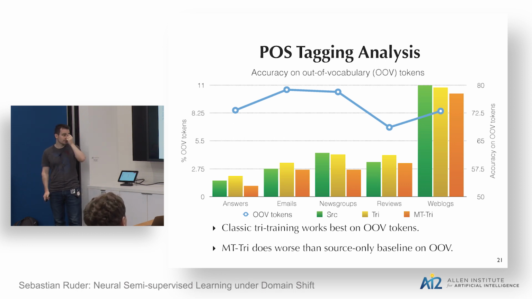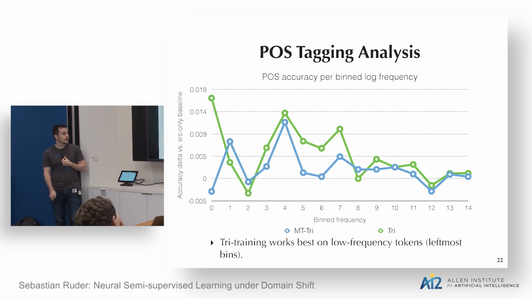And in those cases, if we compare classic tri-training against the source-only baseline, classic tri-training actually works quite well on out-of-vocabulary tokens, while our method here actually does worse than the source-only baseline on the out-of-vocabulary tokens. So even though we use character-based word embeddings, there's still some performance differential to overcome. And then secondly, looking at tokens ordered by their frequencies, we also find that tri-training works quite well on these low-frequency tokens, compared to the improvement against the source-only baseline on the y-axis.